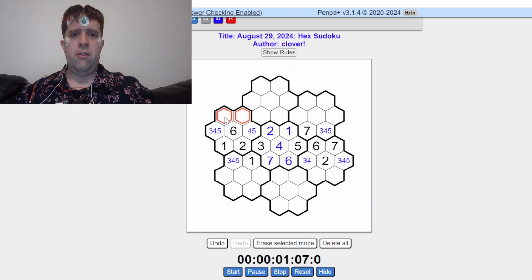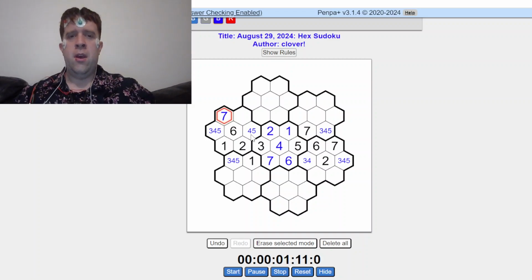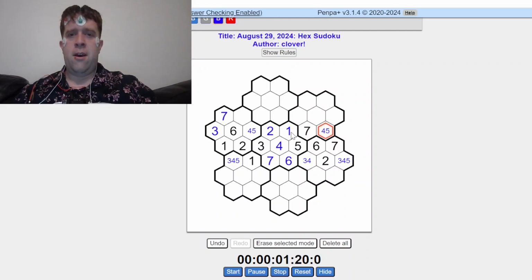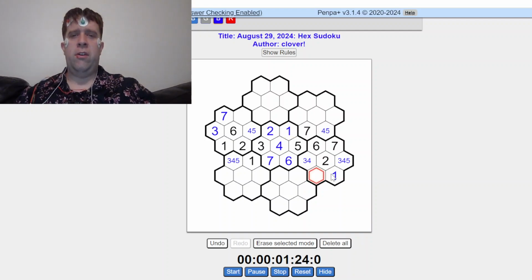Where's 7 go in the box? Well, 7 can't go there, so 7 must be there. Now, 3 can't go in those 2 cells, so 3 must go here. Takes 3 out of here. Now, 1 scanning down here can't go in that cell, so 1 has to go here.